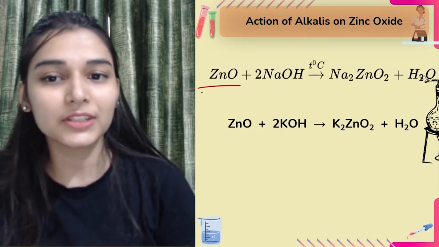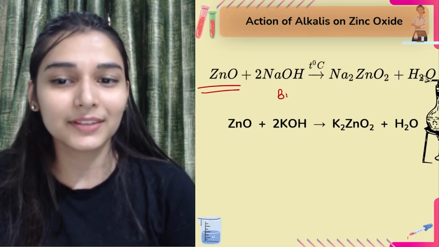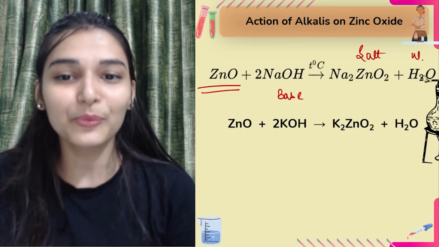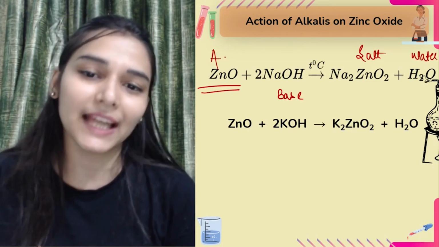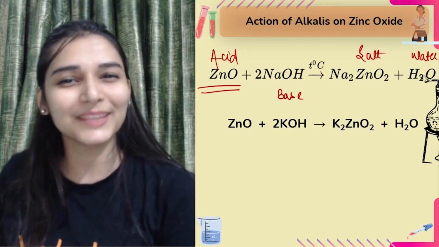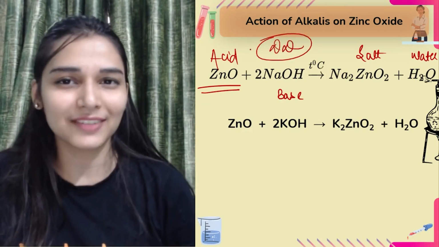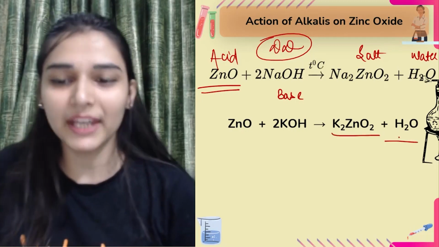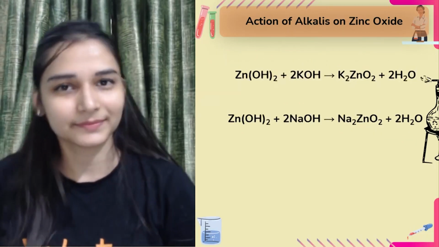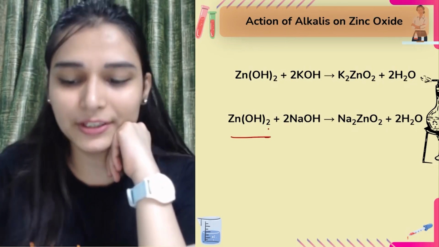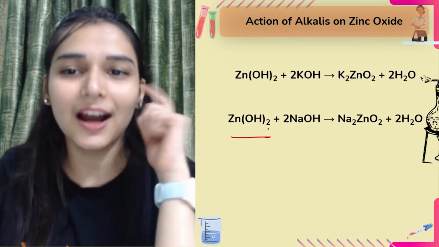For example, you can take zinc oxide here reacting with the base to give salt and water. So here its nature is to act like an acid. Acid and base give salt and water, that's simple. Again, a double displacement reaction that you can show. So the same thing happens here, salt and water you would be getting. Now zinc hydroxide, Zn(OH)2, here too the reaction happens.